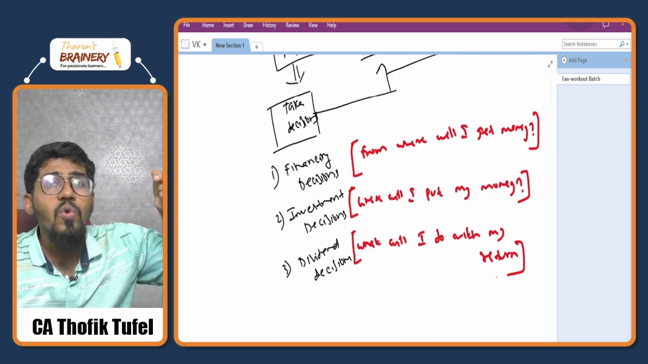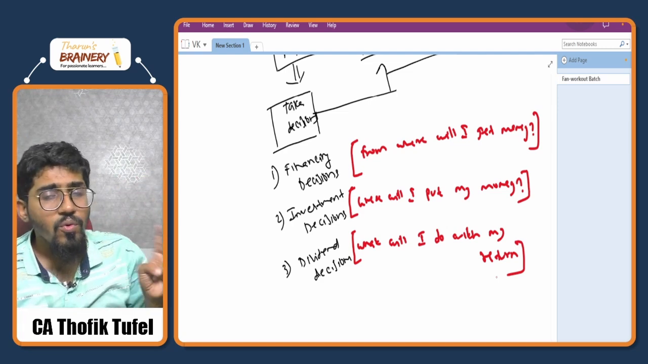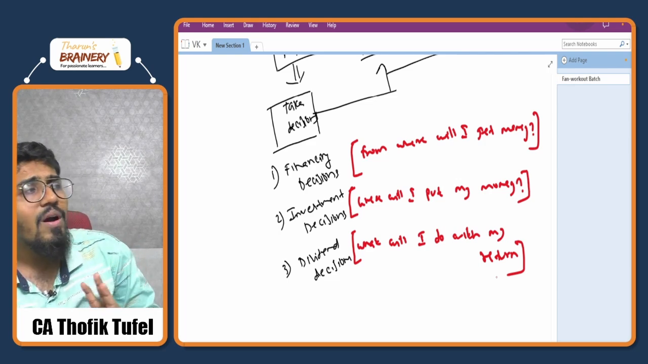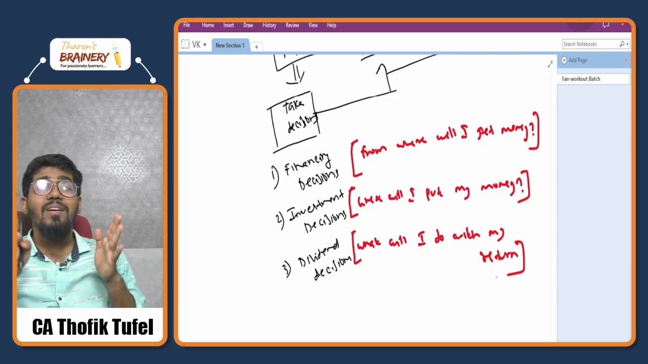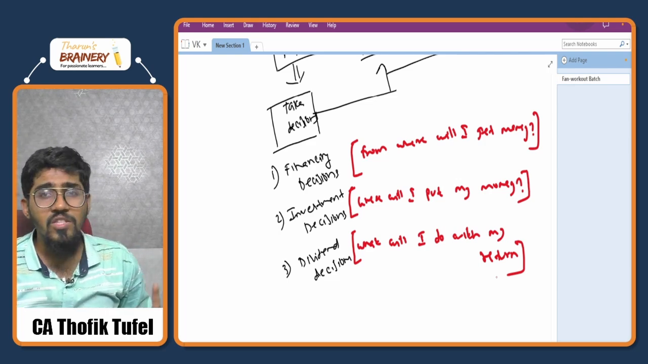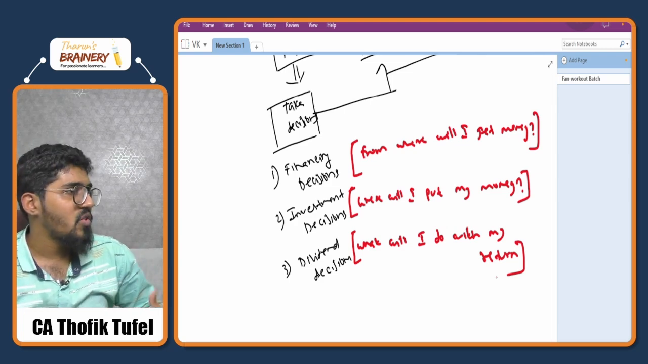So, if you know how to take financing decision, investment decision and dividend decision, that is the coverage that we are going to cover in financial management. That is the meaning of financial management.